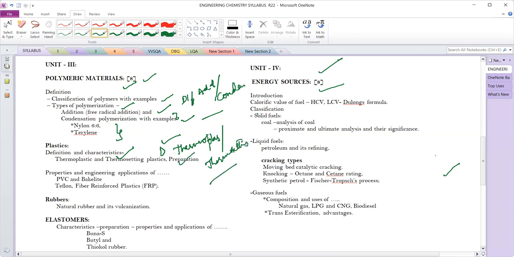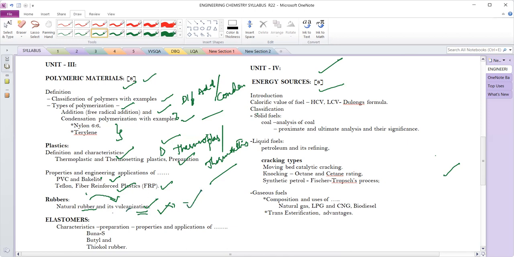Next, preparations and properties of what? Preparation, properties, and applications of PVC, Bakelite, Teflon, and fiber reinforced plastics. Clear? And next one is coming to another topic, that is rubbers. So here, natural rubber and its vulcanization process, like how this natural rubber is processed through the vulcanization process, and how they will make it market valuable. That is also learned here.